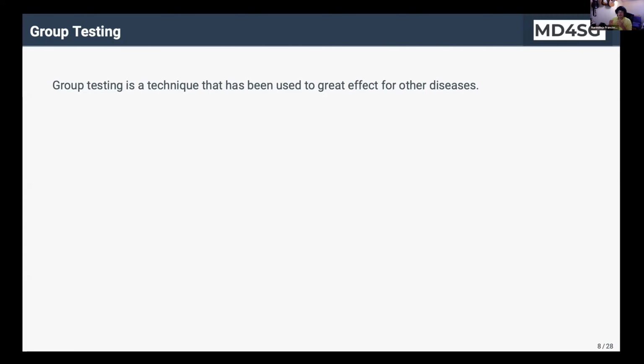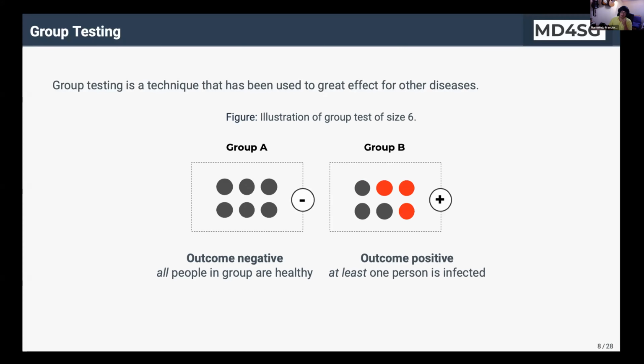And group testing is not a new technique, actually. So what group testing is, namely, rather than using a single kit or a single testing resource on one individual, you take multiple samples from multiple individuals, you mix them into one, and then you use that single resource on that mixed sample. And now this will be positive or negative. And if it's positive, it will tell you that somebody in the group has the sickness.